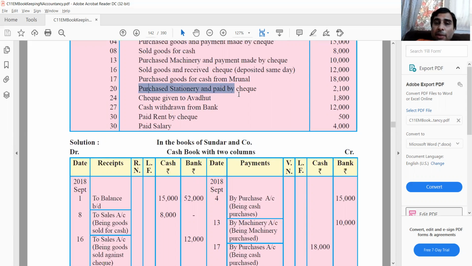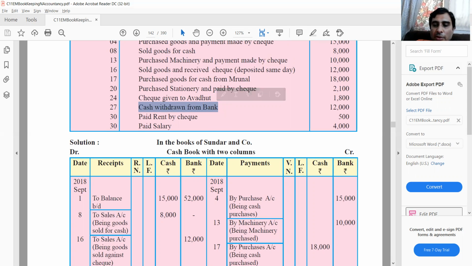Purchase stationery and paid by check, right hand side bank column. Check given to Avdut, which means money has gone out, so right hand side and bank column. Cash withdrawn from bank means contra entry. So contra entry means cash withdrawn from bank means cash box will get more money. You will put that money inside the cash box, left hand side cash, right hand side bank column.